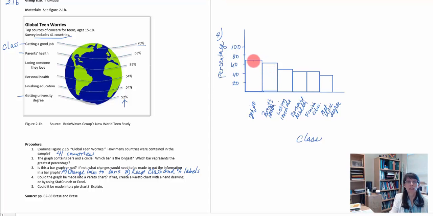So here's our Pareto, and you can see that the tallest bar is first, and the bars are going in descending order. So do keep in mind when you're making a bar graph or Pareto chart, you need to include the class. You also need to include either frequency, relative frequency, or percentage. The last question, could it be made into a pie chart? In order to make a pie chart with the given information, one important thing needs to be true, and that is the sum of the percentages must equal 100%. And we could see if we added these percentages, it would be well over 100%. So we cannot turn this chart into a pie chart.